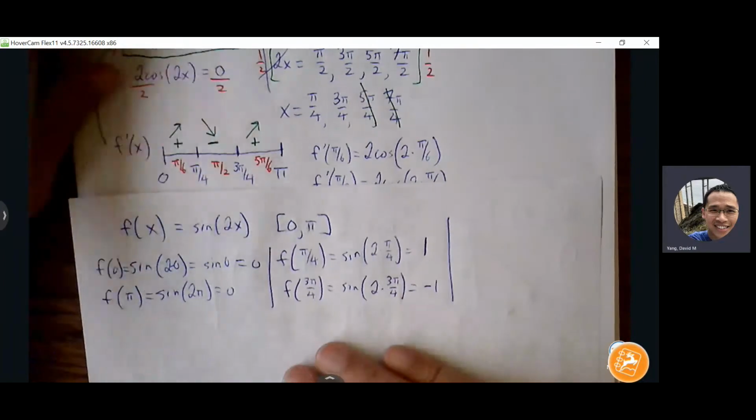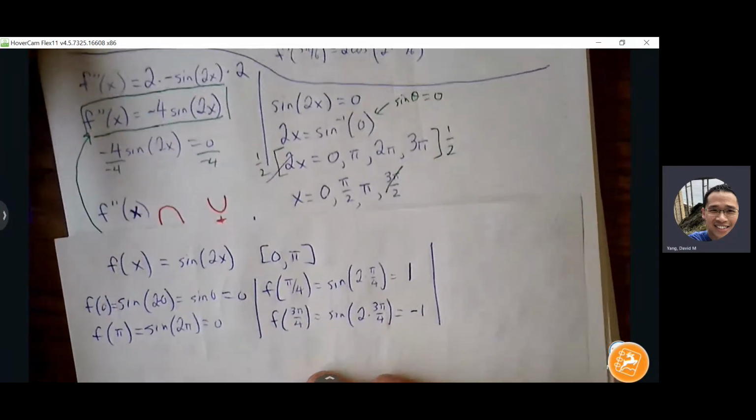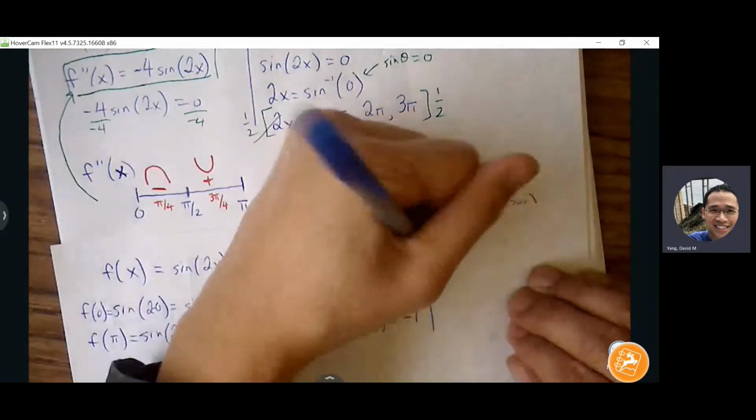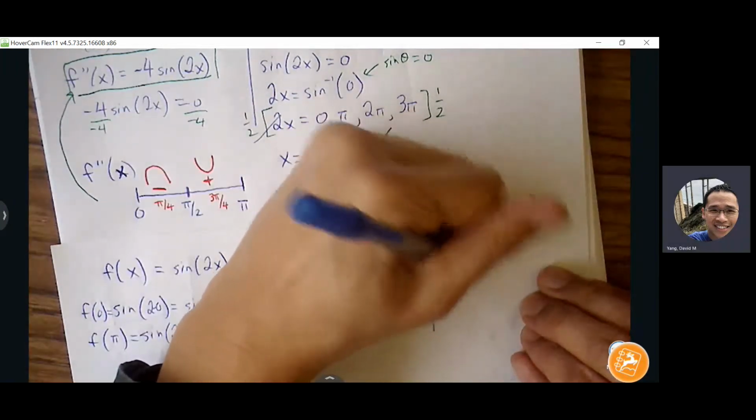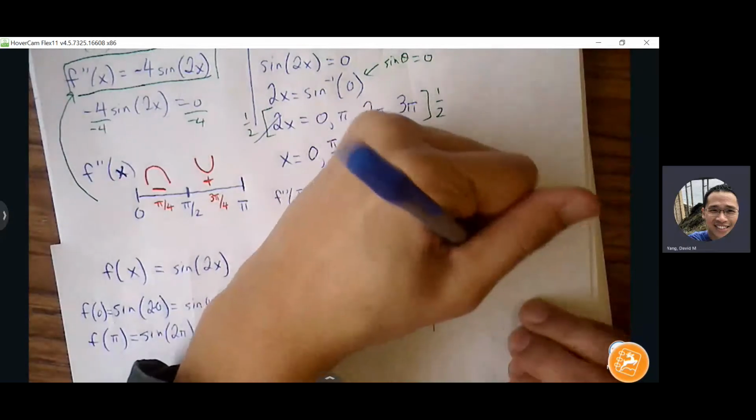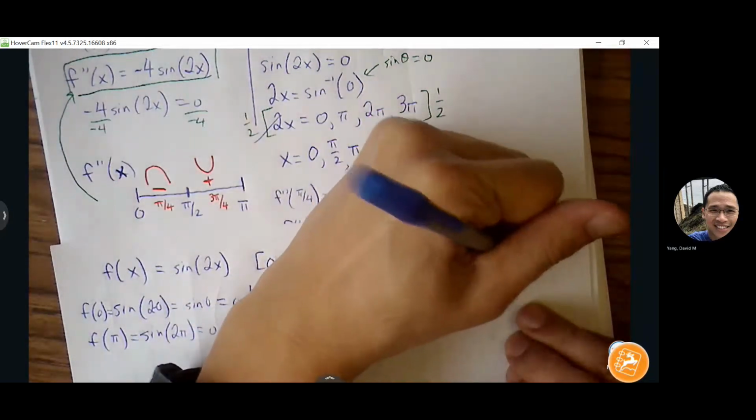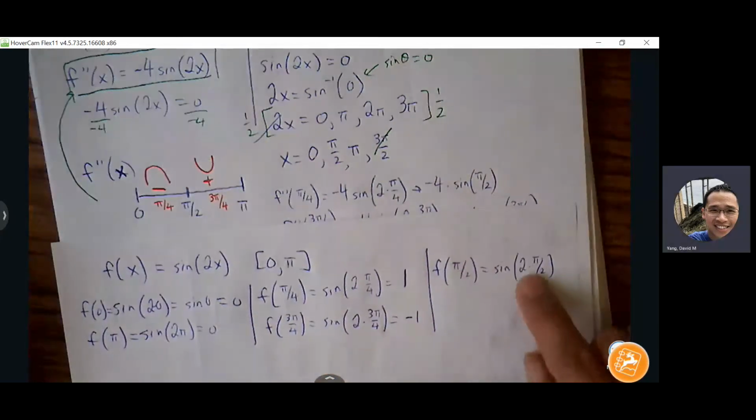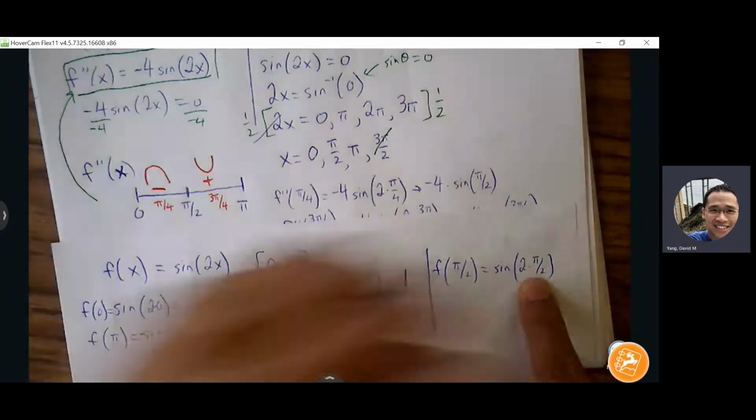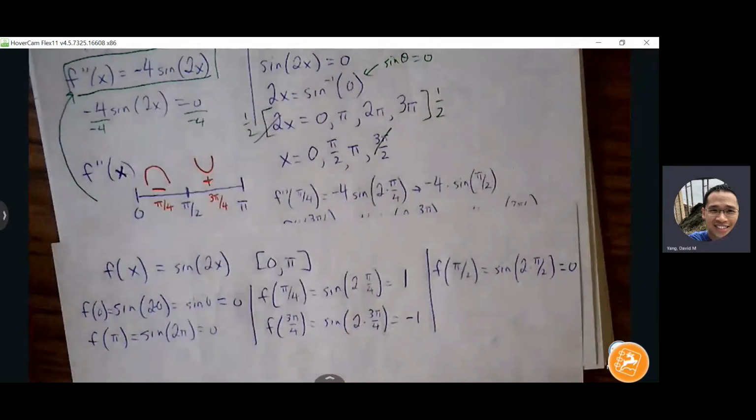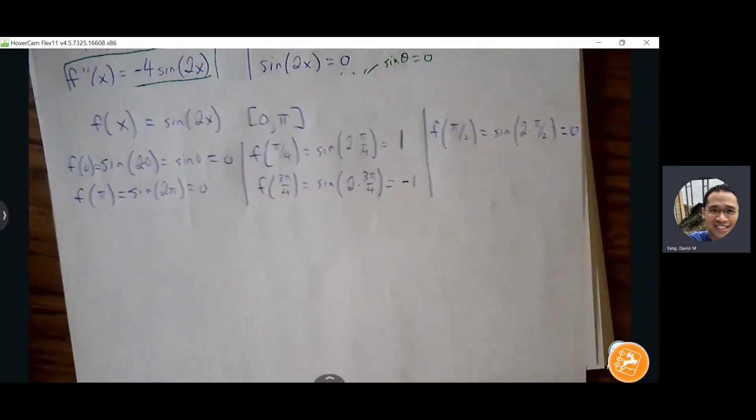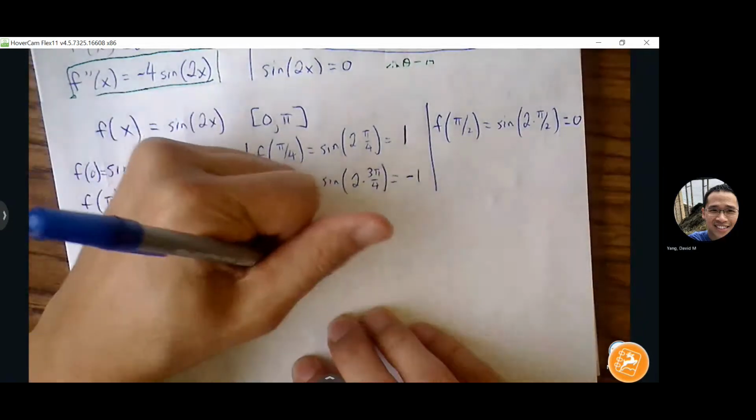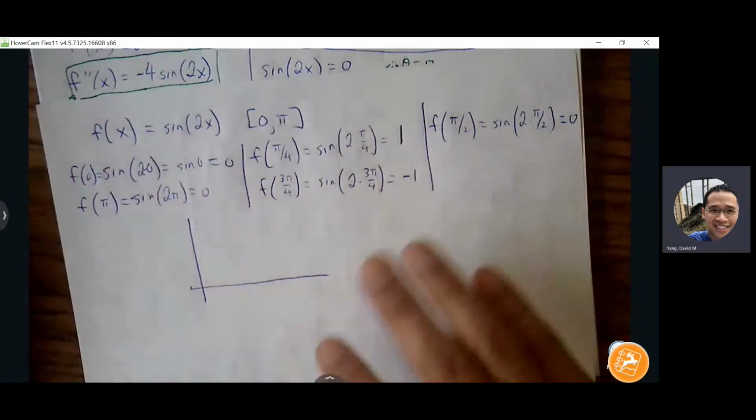And then one more, we also want to find the location of our point of inflection. This is sine of pi, which is 0. So we have all these ordered pairs. Let's go ahead and plot them onto our graph, and then we can connect those dots.